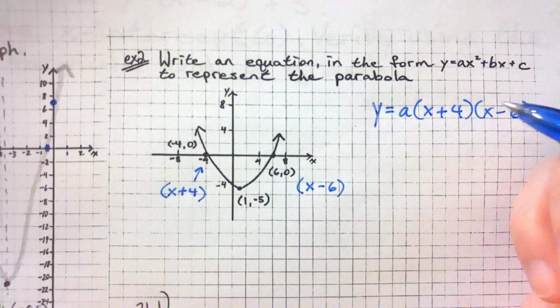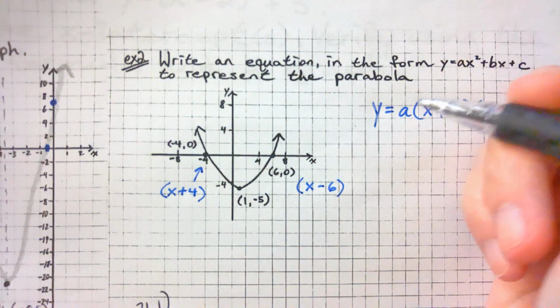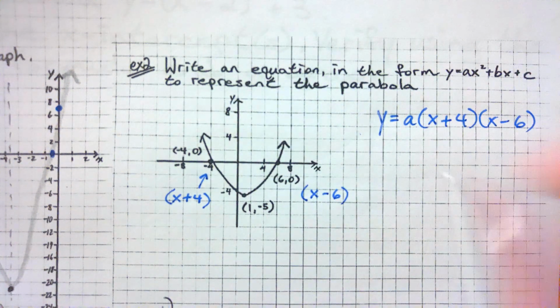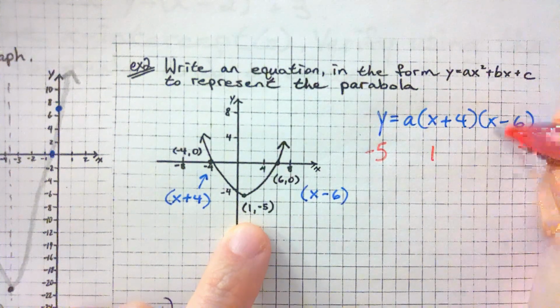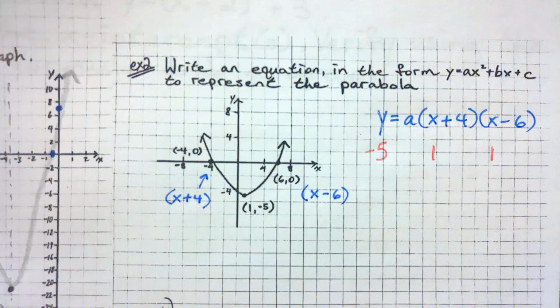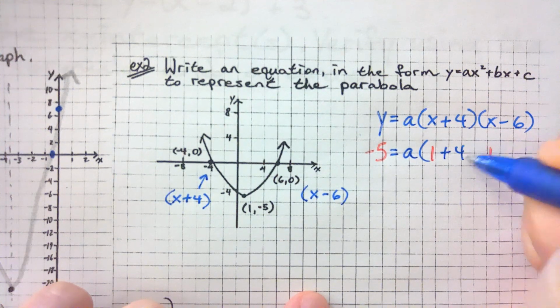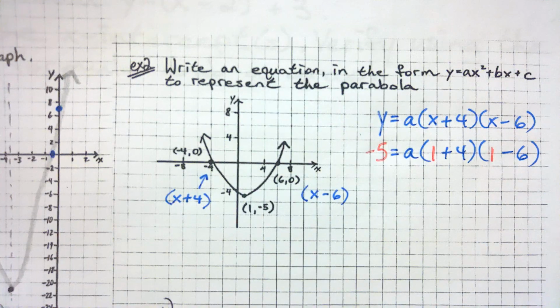Okay. Now I need to sub in one other point. What's one other point that I know from the diagram? Jonathan? 1, -5. Right. So my y is -5, and my x is 1. Okay. What's the purpose of this? What am I trying to solve? You want to solve it for A. That's right. Good job. Okay, I'm substituting the 1, -5.